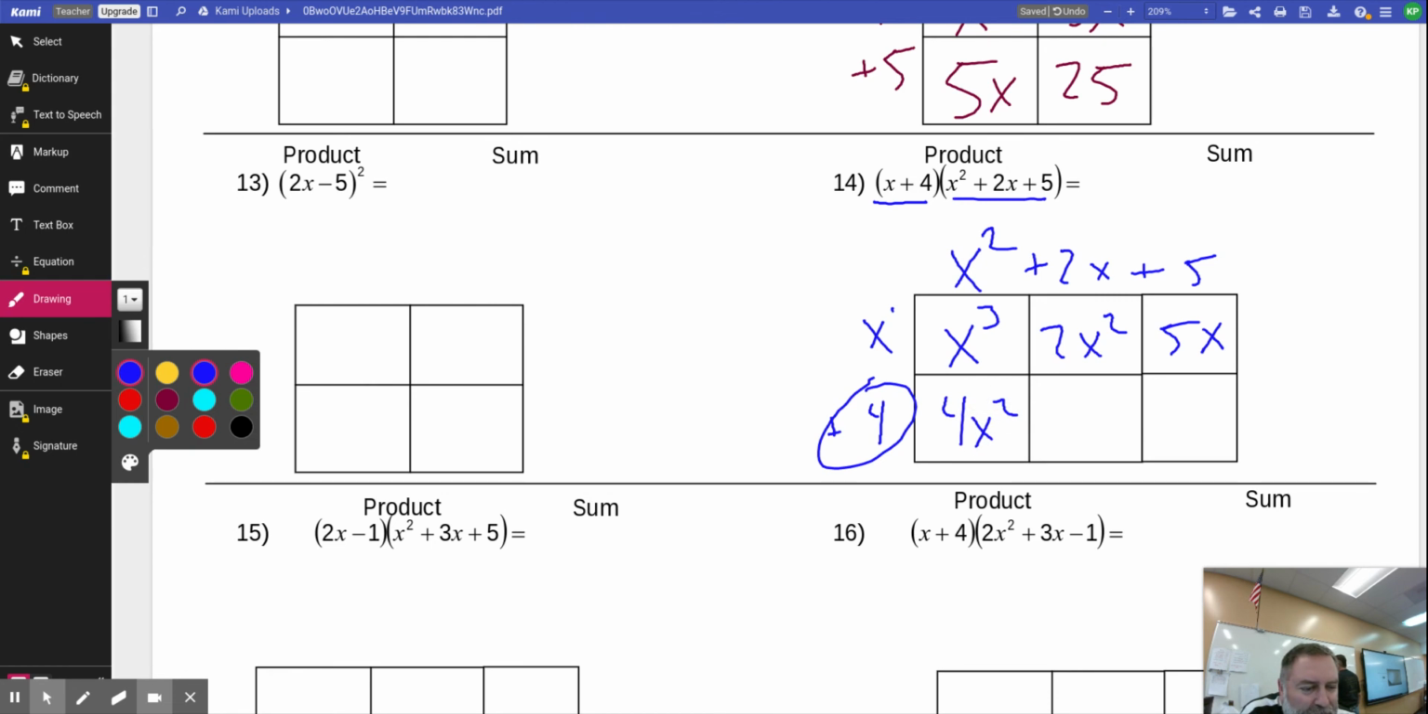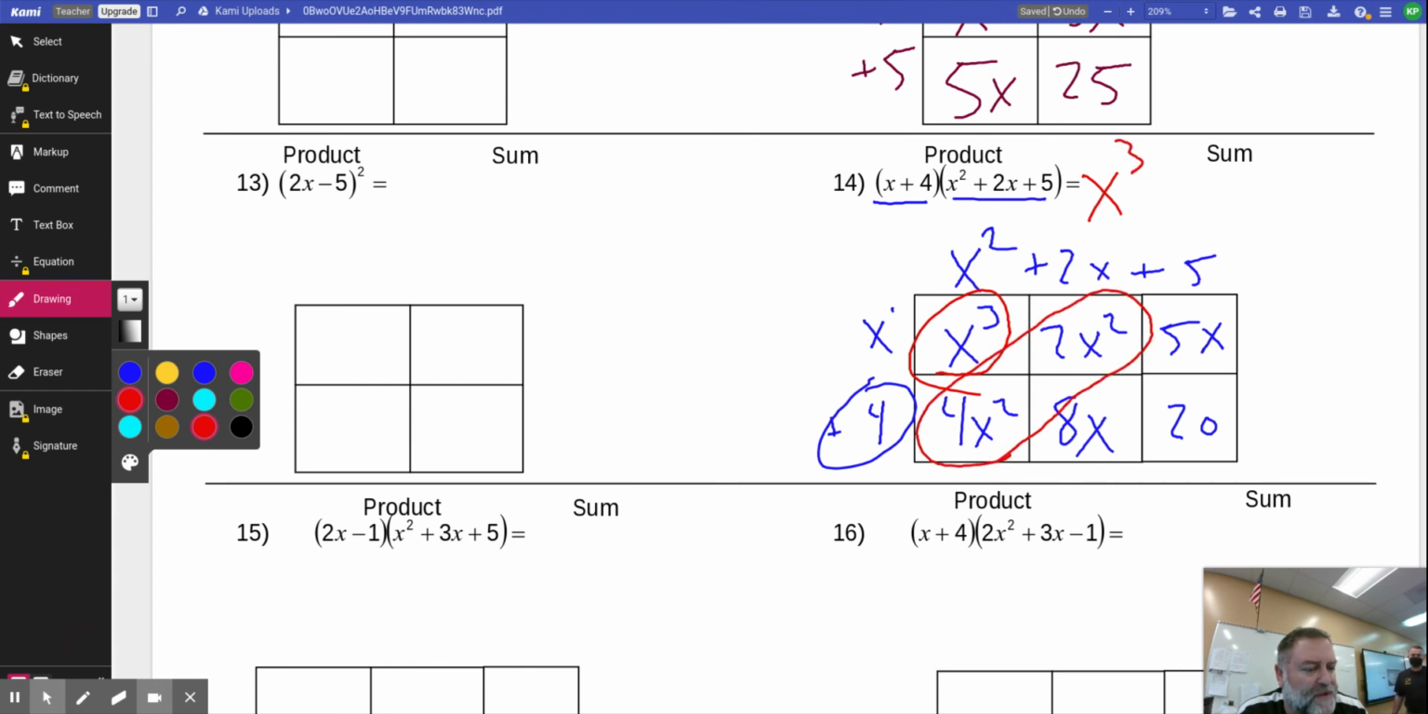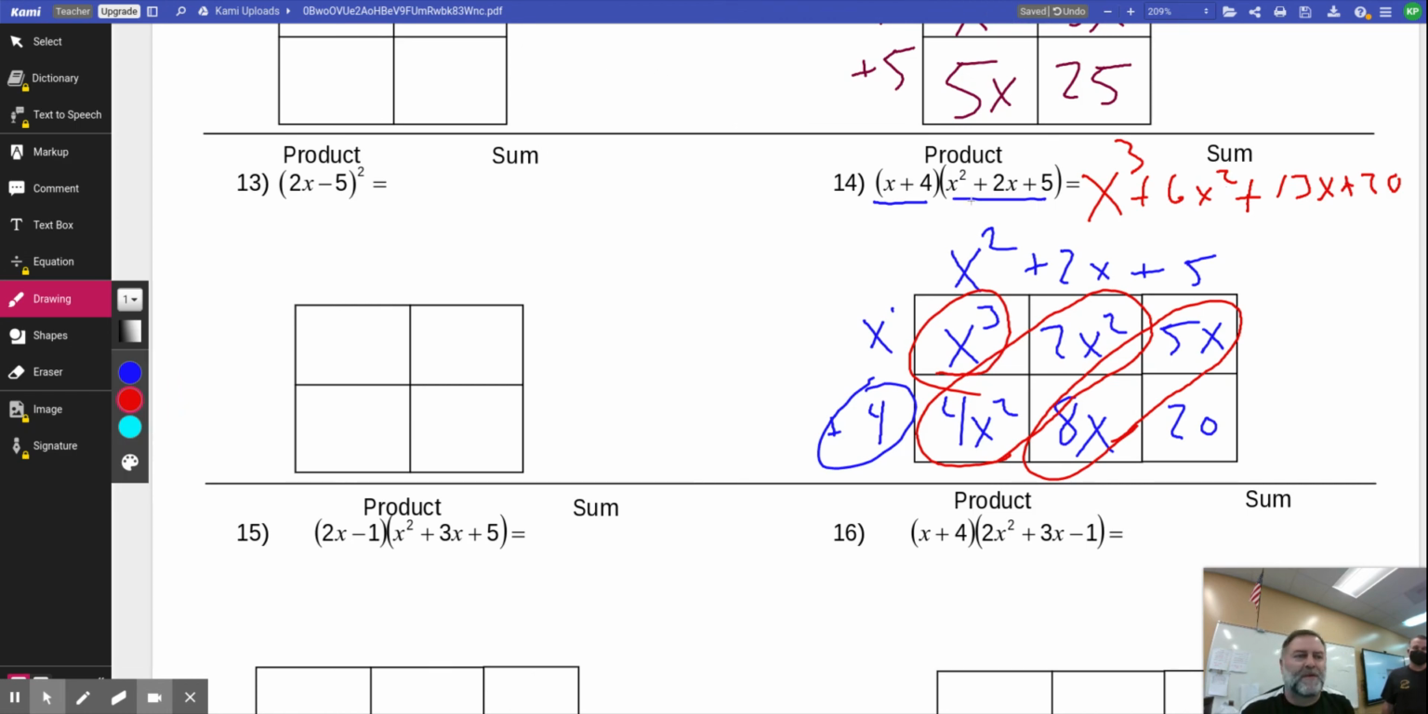Just find the area of each little box. That's all I'm doing. And then I look for combining like terms. Nothing to combine with that x cubed. The squares add together, so that's 2x squared and 4x squared. I have a total of 6x squared. Plus, there's 13 x's, that's a plus, and plus the 20. All right, and that's how you multiply polynomials together.